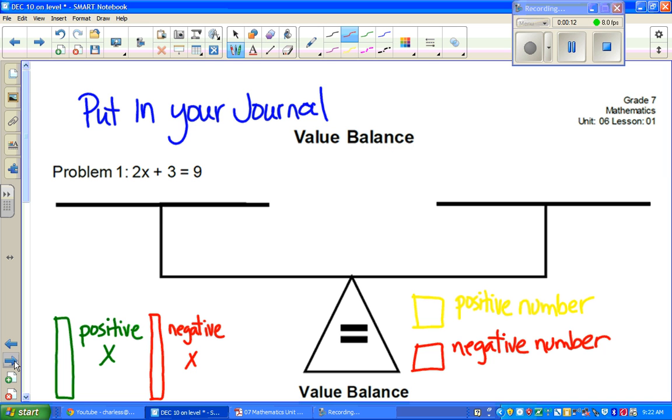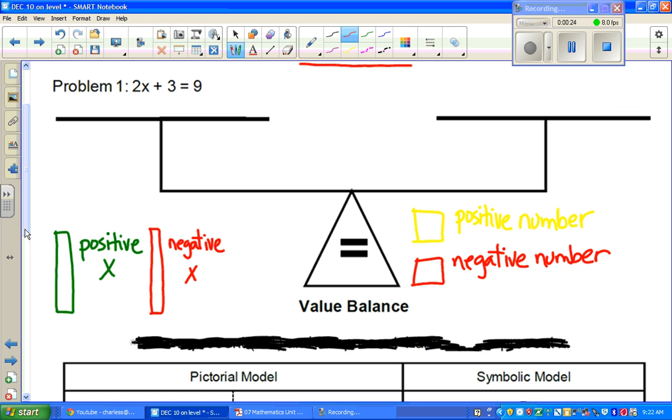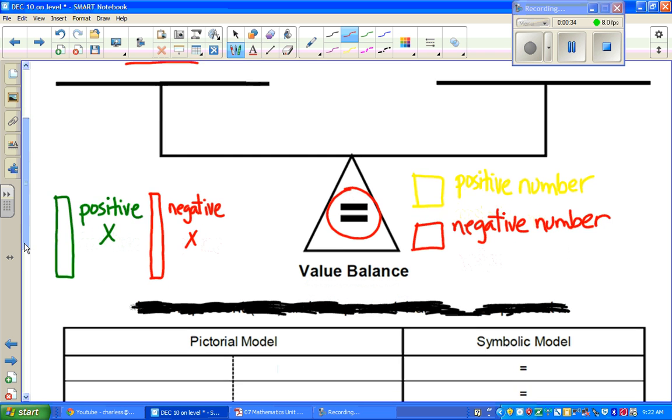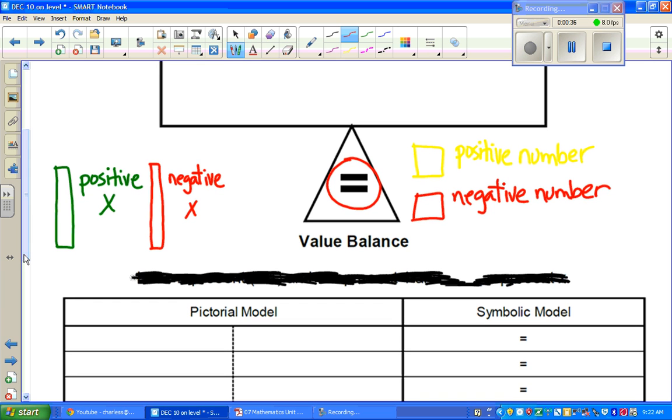Today what we're going to learn about is balancing equations. The name of the exercise is value balance. So we have a set of scales here and we have an equation. Remember, an equation has an equal sign. So we have an equation on the left hand side that says 2x plus a positive 3 equals 9. What we're going to learn how to do is model that using algebra tiles.